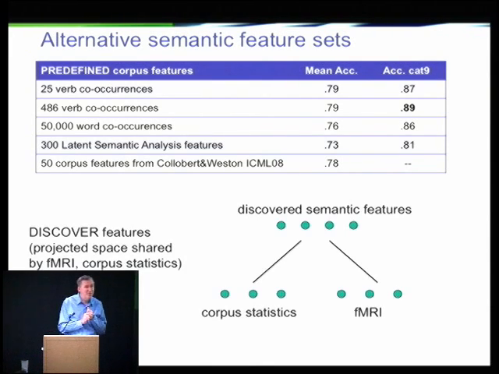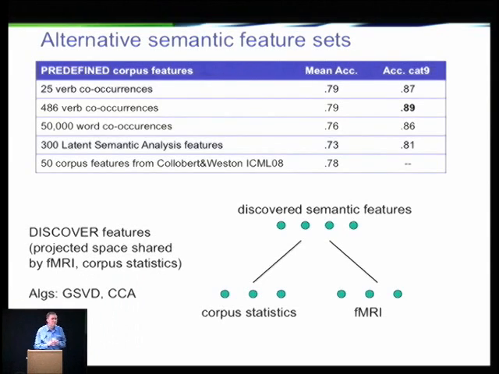But, yeah? You said you were choosing just arbitrary words. Can you try specifically choosing verbs? In the histogram that I showed you, we were choosing random words, not random verbs. We haven't tried choosing random verbs. But the list of 486 verbs here is a pretty good list.